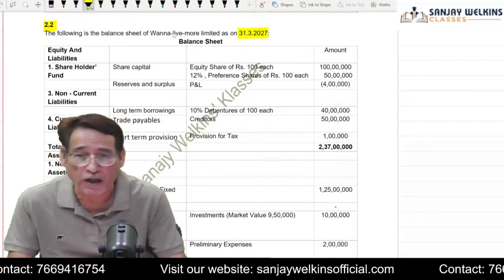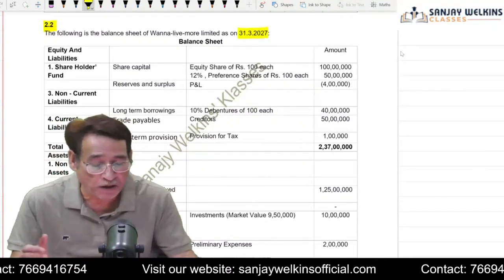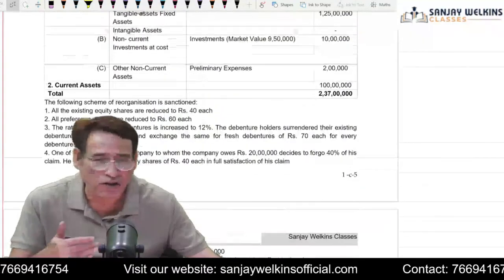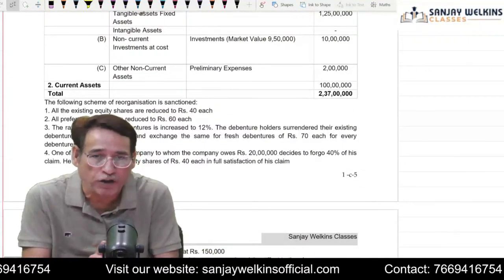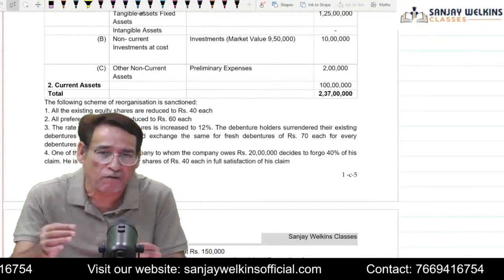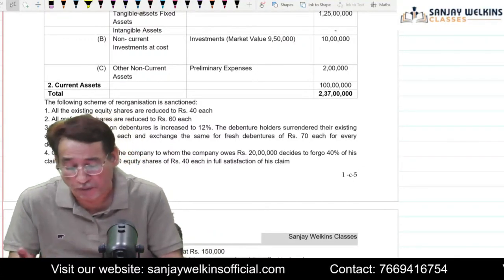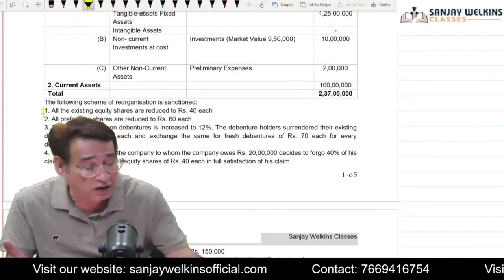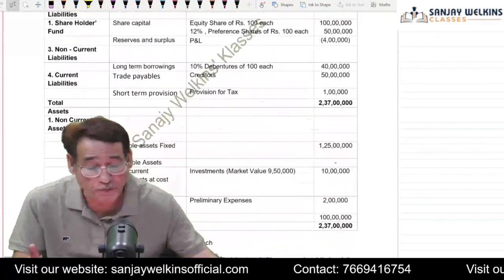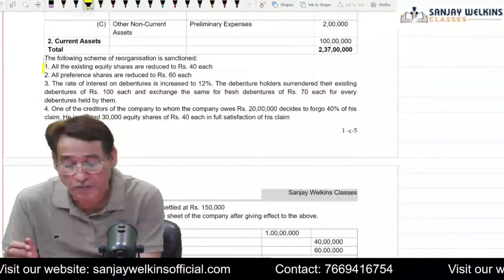The following is the balance sheet of Wanna Live More Limited. As usual, we are trying to simply get into the groove with respect to all the possible transactions which we may come across, so that later on you are not going to have any problem. In this particular question, 2.2, first of all, I'm going through the adjustment.